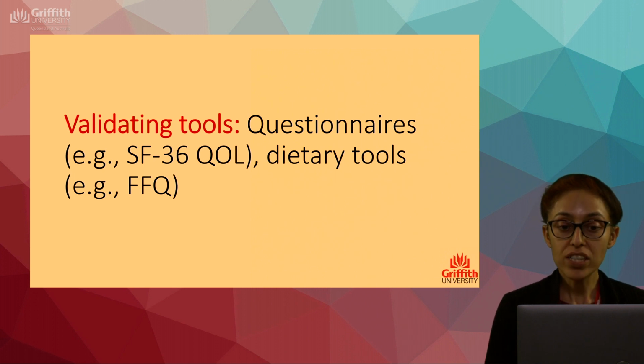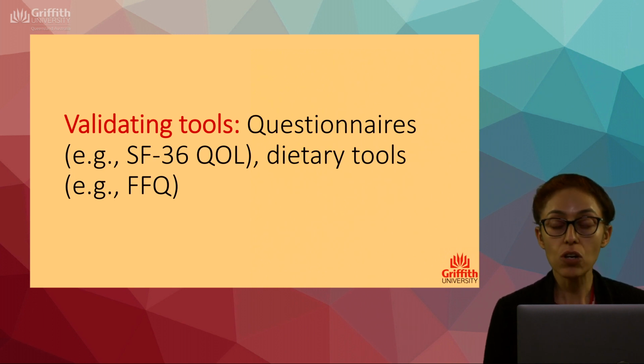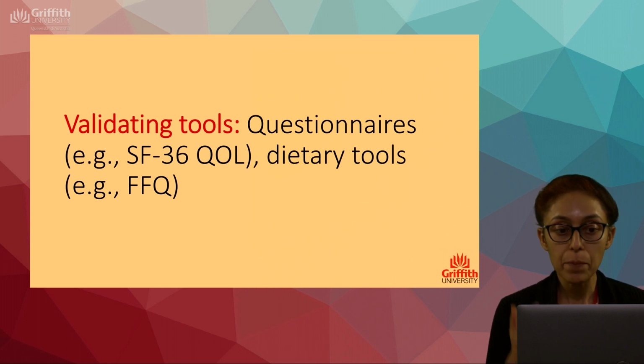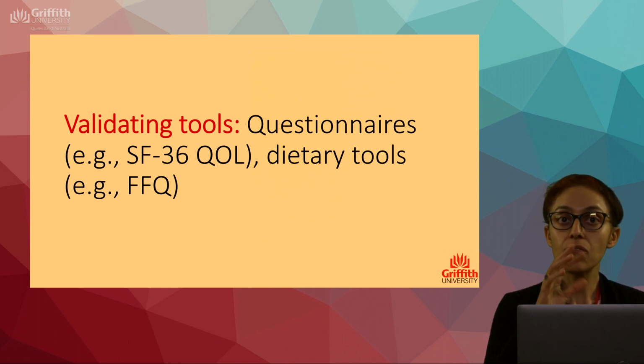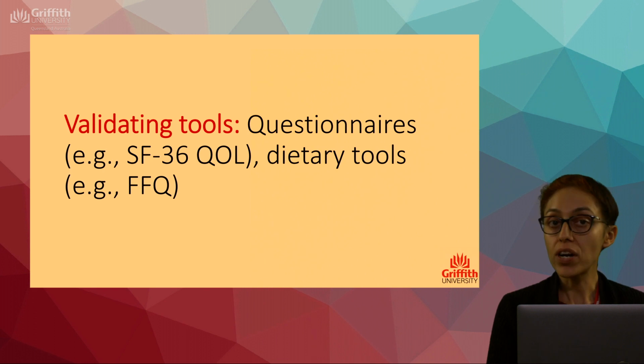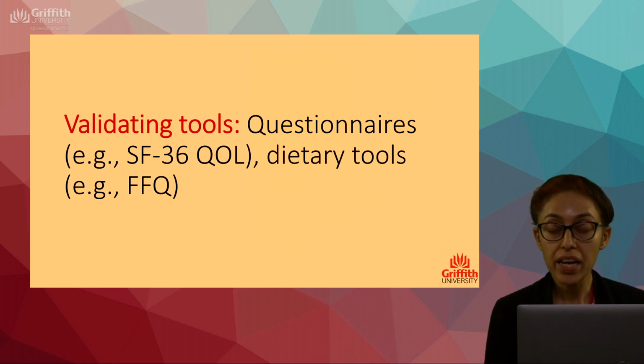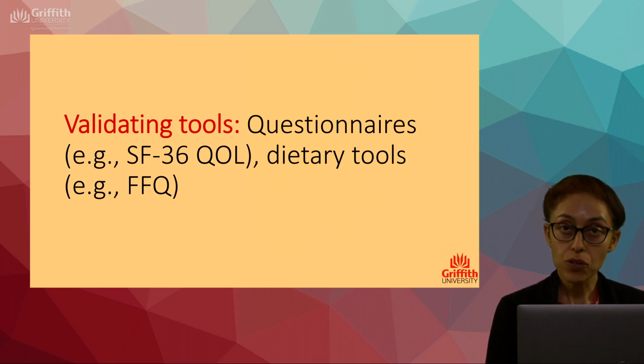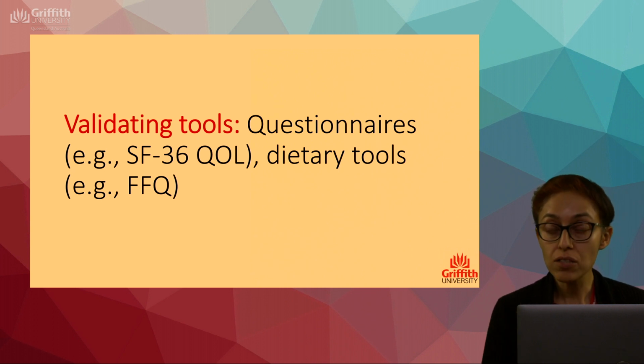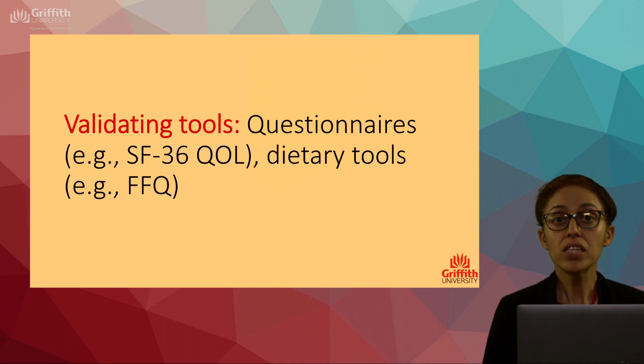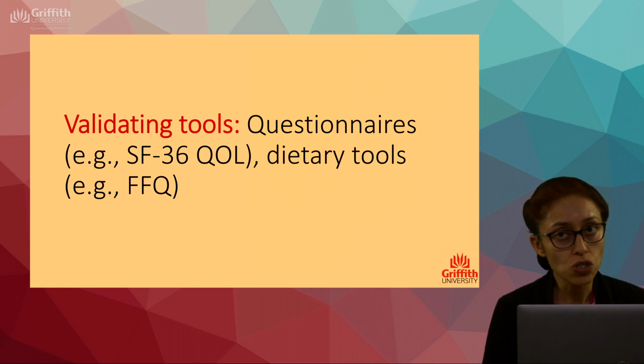So in which area of nutrition research is the concept of reliability and validity applicable? Well, it is when you are dealing with tool development and when you are wanting to use tools. What are tools when we talk about the area of nutrition? It could be tools such as questionnaires. For example, from the World Health Organization, you have the SF36 Quality of Life questionnaire. This is a questionnaire which is used globally by so many countries, translated in so many languages.